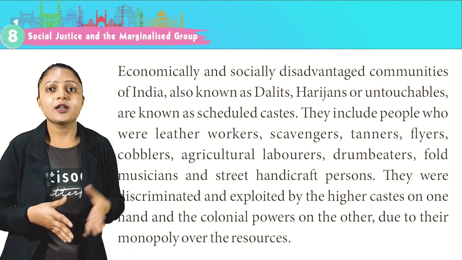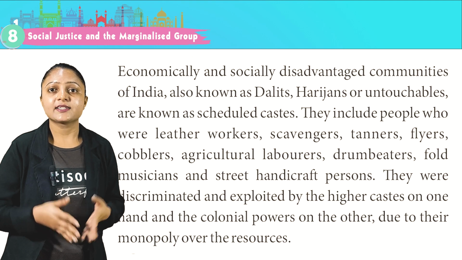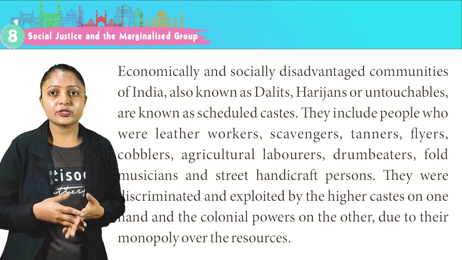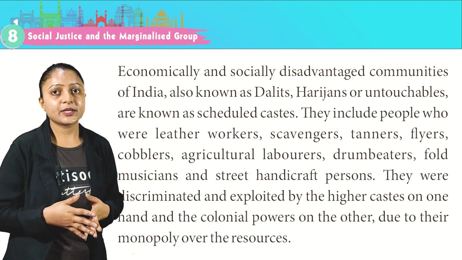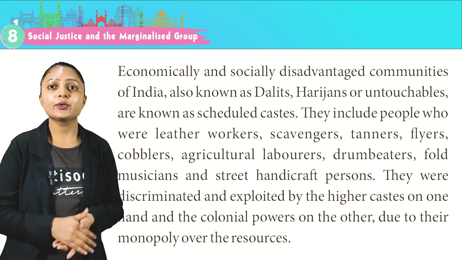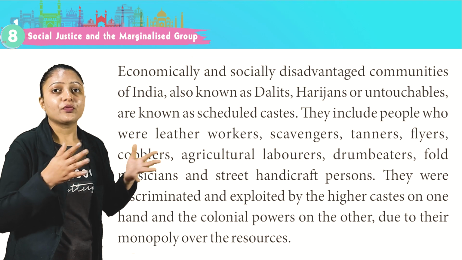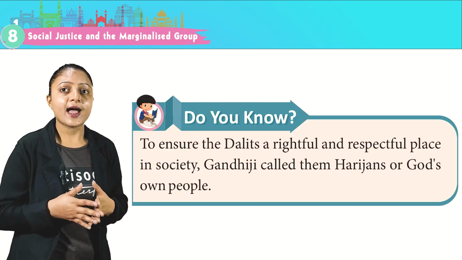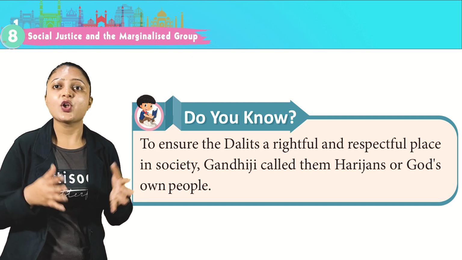They include people who were leather workers, scavengers, tanners, flayers, cobblers, agricultural laborers, drum beaters, folk musicians, and street handicraft persons. They were discriminated against and exploited by the higher caste on one hand and the colonial powers on the other hand due to their monopoly over the resources. Do you know, to ensure the Dalits a rightful and respectful place in society, Gandhiji called them Harijan or God's own people.